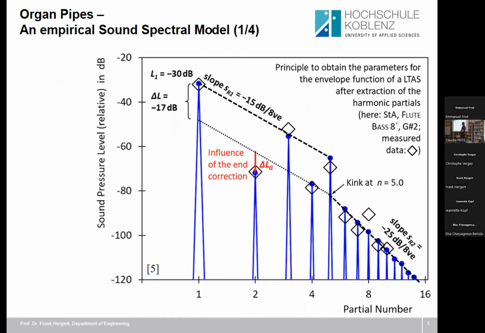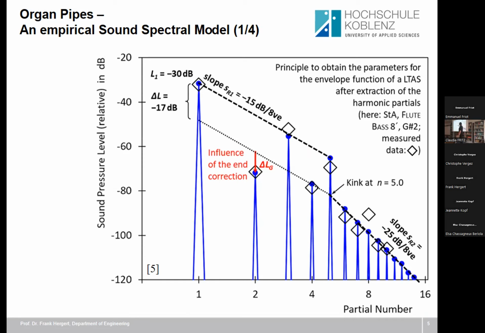If we look into a spectrum, then we could see something like this. I've plotted only the harmonic content of the spectrum. So I've cut everything which is noise or inharmonic. So the harmonics are here. This is the fundamental frequency, the octave. This is the second octave, and so on. So I count the partial number.